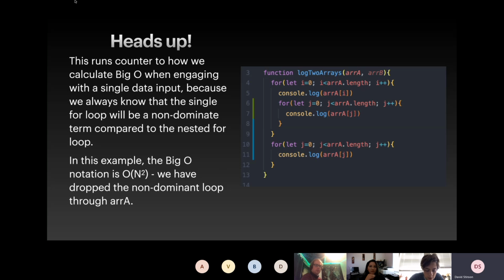Kind of went over this already. It runs counter to how we calculate big O when engaging with a single data input, because we always know the single loop would be non-dominant, so we would drop it. And it's the same data. Right. Yep.